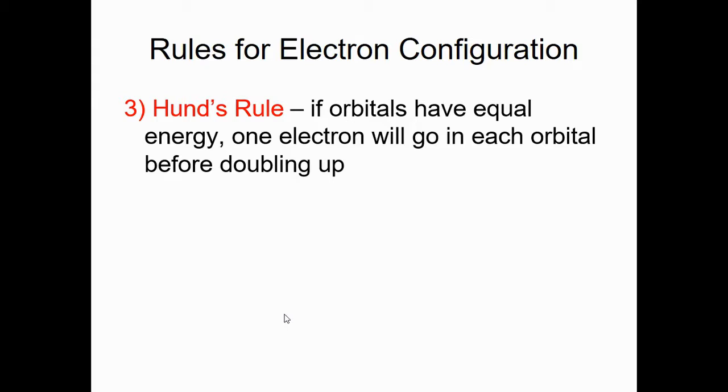If orbitals have equal energy, one electron will go in each orbital before doubling up. So if you have 3p orbitals, they're all the same size, they're all the same energy. Electrons are not going to double up until they have to.